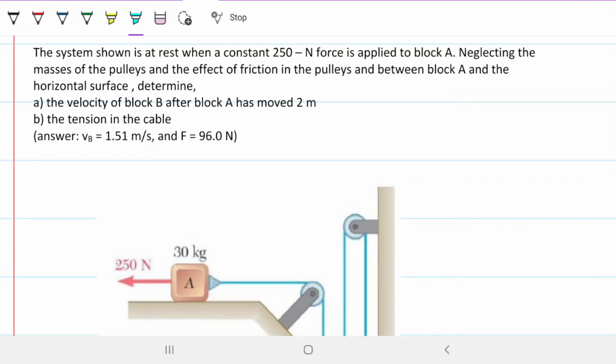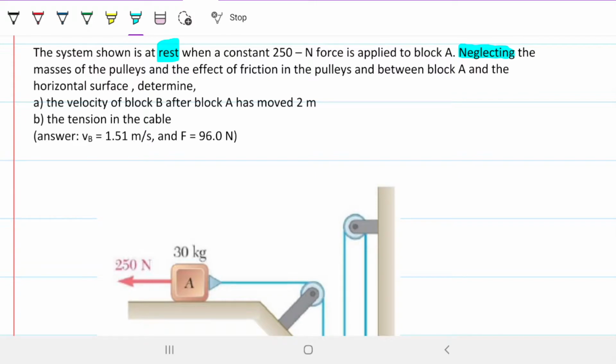Okay, so a couple important things already. The system is at rest initially, so there's no kinetic energy whatsoever from A or B. Like I said, we're going to be ignoring the friction and the masses of the pulleys, so no friction there. What else? There's no friction between the horizontal surface and A.